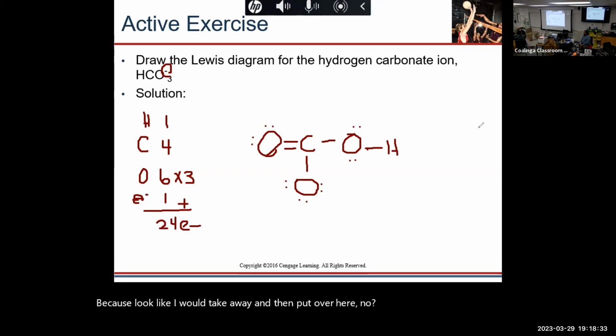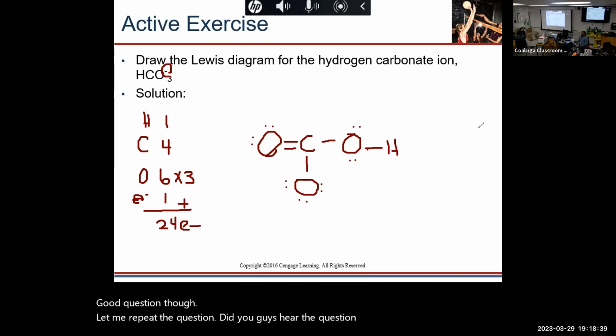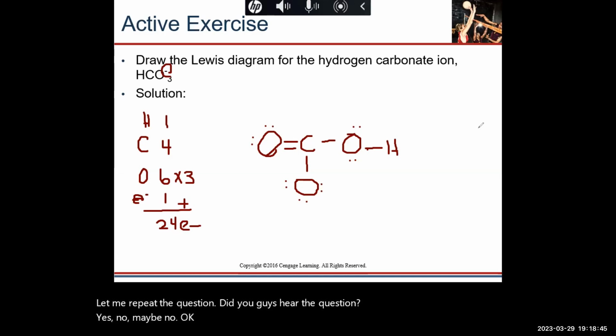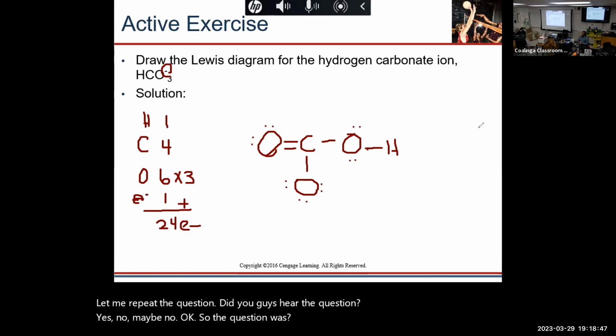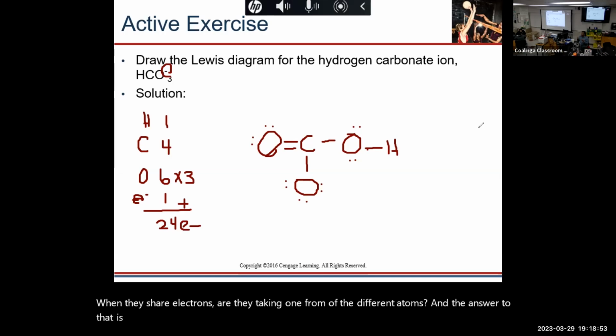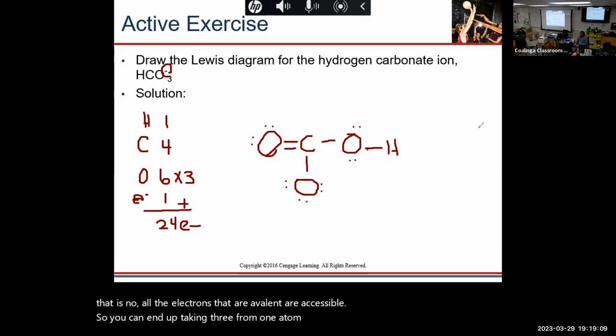Good question though. Let me repeat the question. Did you guys hear the question? The question was, when they share electrons, are they taking one from each of the different atoms? The answer to that is no. All the electrons that are valence are accessible, so you can end up taking 3 from one atom and just 1 from another, as long as everybody reaches the octet.